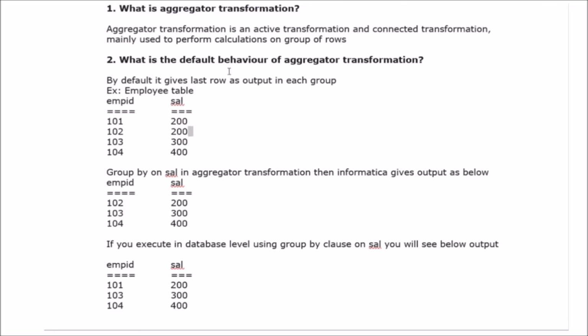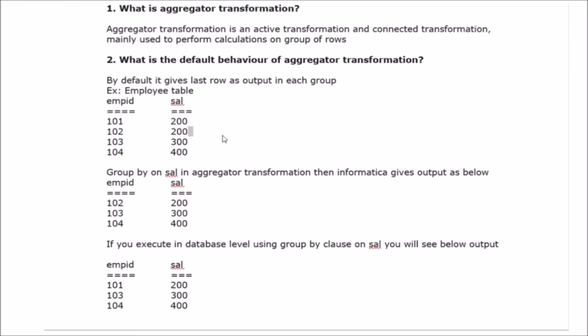Suppose I have an example. I have a table with employee and it is having the columns as employee ID, EMP ID and salary. Here if you see the employee ID which is having 101, 102 is having the same salary 200, and 103 and 104 is having different salaries.